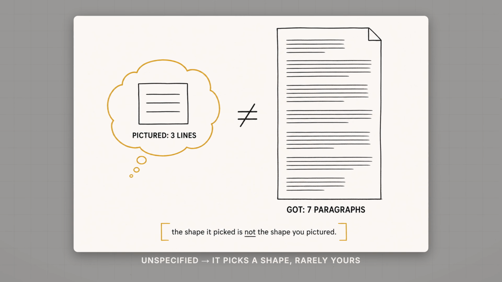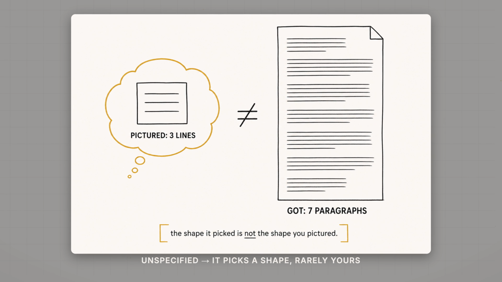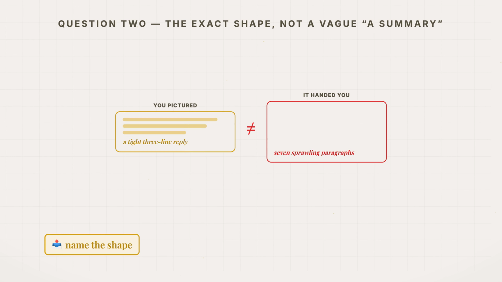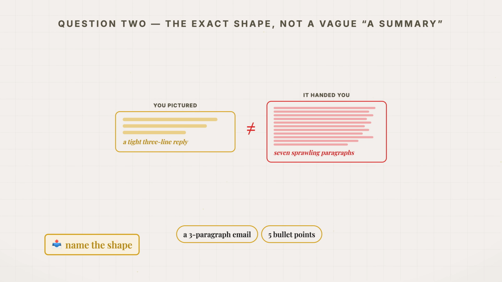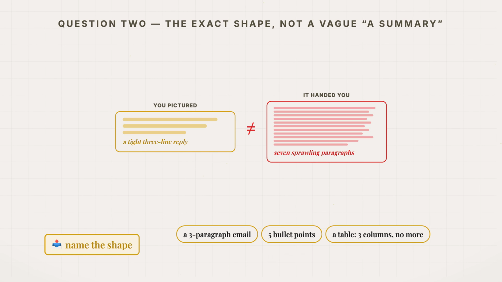Question 2, what must come out? The output, and I don't mean a summary, or an email. I mean the exact shape: 5 bullet points, a 3-paragraph email, a table with these 3 columns and no others, a yes or no answer, plus 1 sentence of why. Because here's the thing, the AI is going to produce some shape no matter what. If you don't specify it, it picks one. And the one it picks is almost never the one in your head.